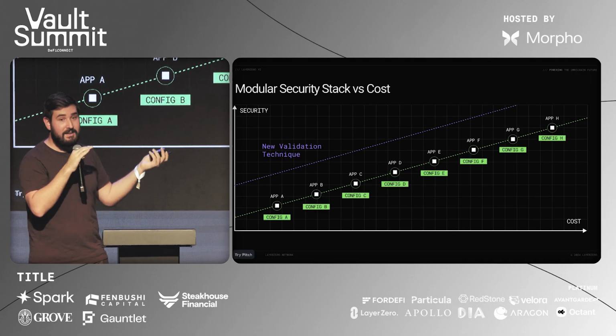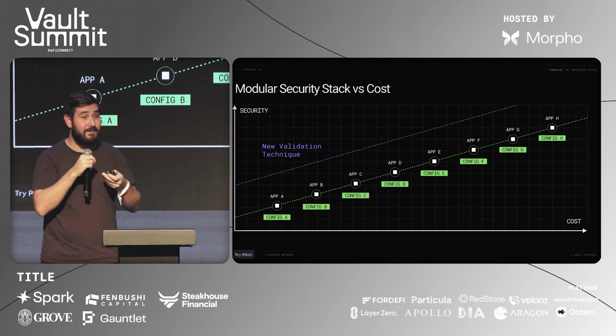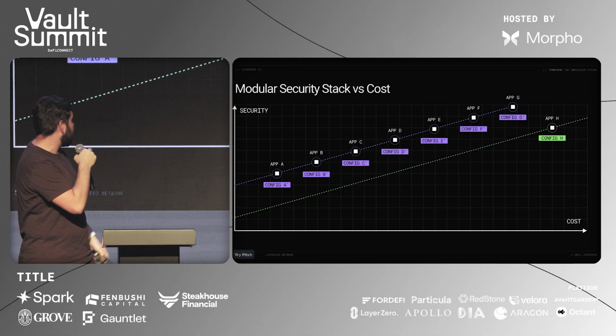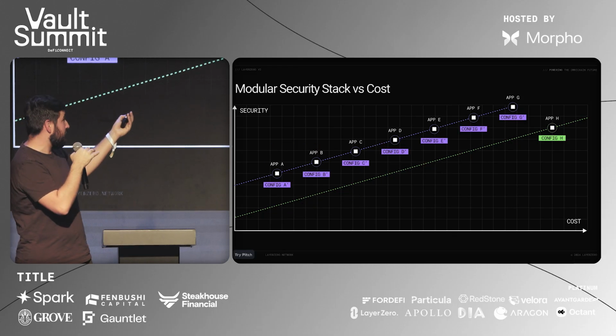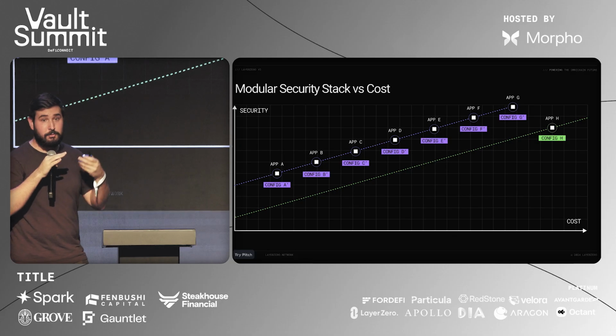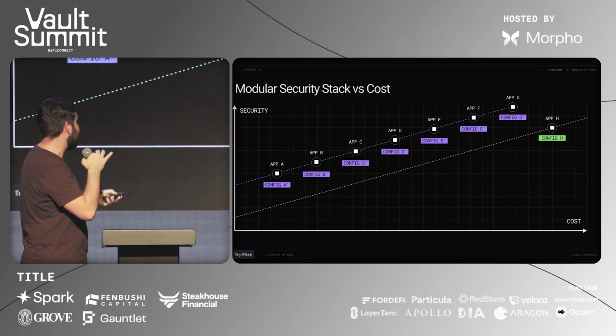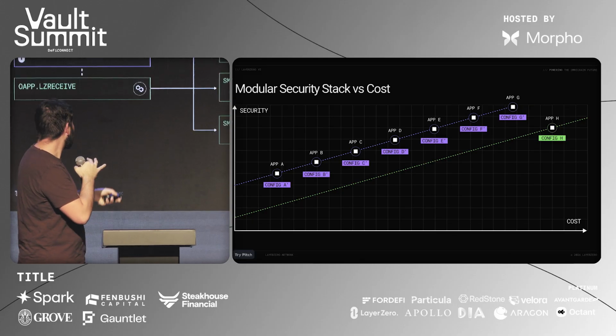And if new validation techniques ever become live, for example, ZK proofs in the last 5 years, you can seamlessly upgrade your application to the latest security model that's available for cross-chain interoperability, without having to worry about redeploying new contracts or dealing with any unintended state changes that you might be concerned about.